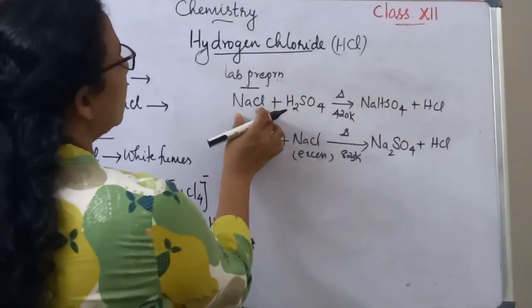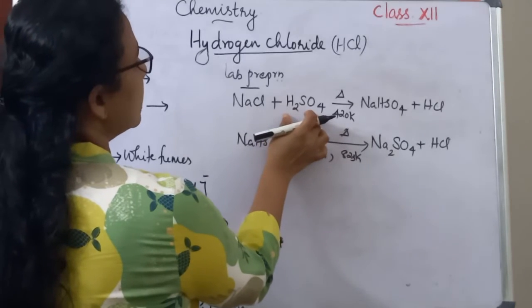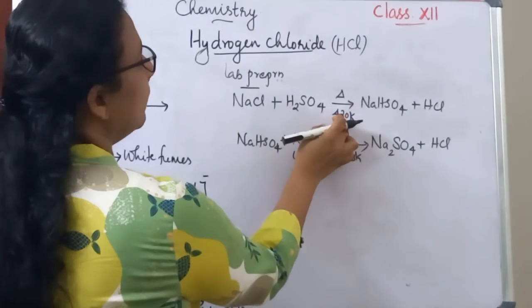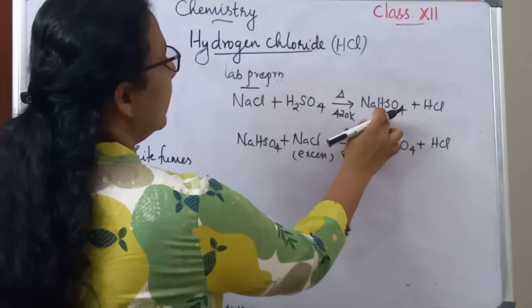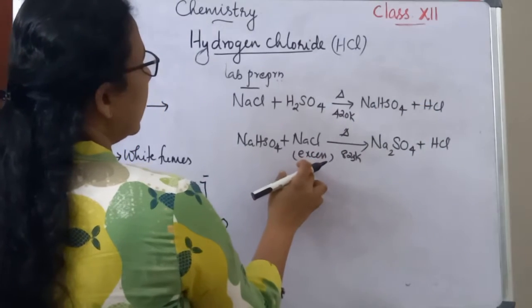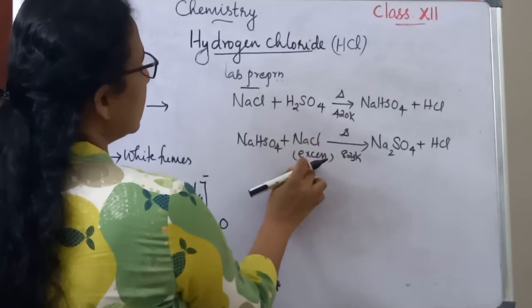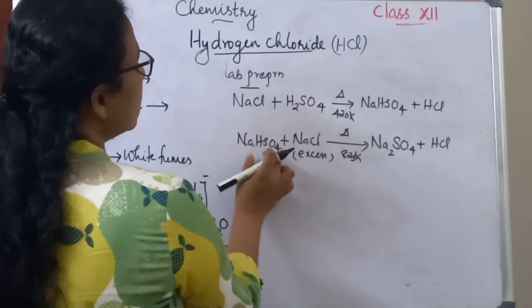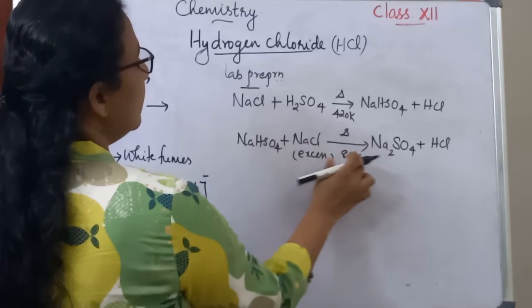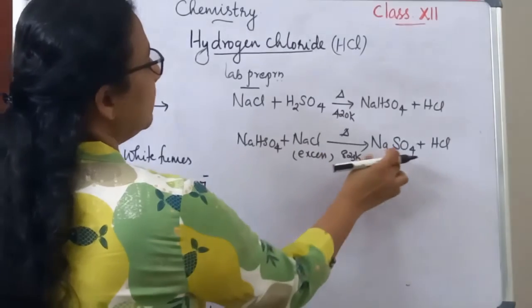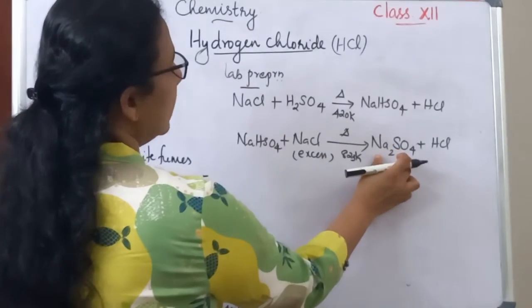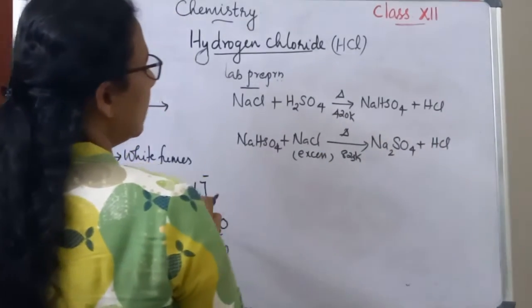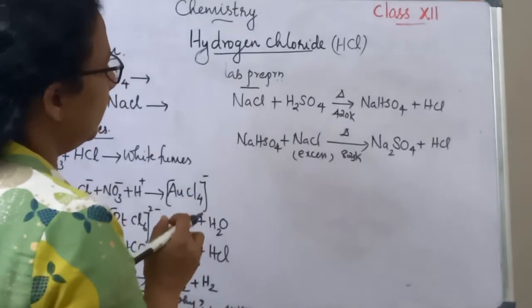So first of all, sodium chloride is treated with concentrated sulfuric acid at 420 Kelvin. We will get sodium bisulfate and hydrogen chloride. In the second step, if NaCl is present in excess, NaHSO4 reacts with NaCl at 823 Kelvin, produces Na2SO4, sodium sulfate, and hydrogen chloride gas. So this is the laboratory preparation.